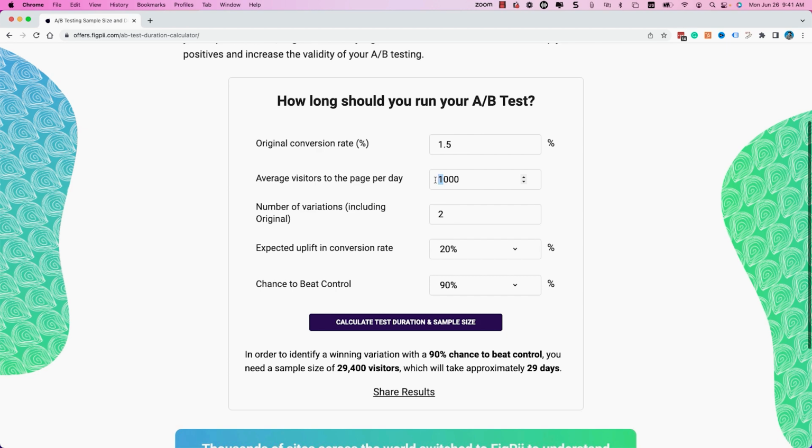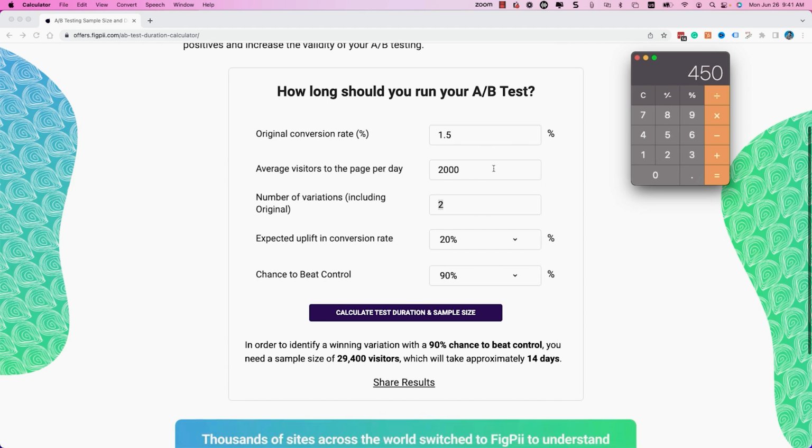Let's double the number of visitors. In this case, I'm getting 60,000 visitors at 1.5%. That is giving me almost 900 conversions. Let's do the math quickly over here. 2,000 visitors a day, 60,000 visitors, correct? 1.5 conversion rate multiplied by 1.5, then divide that by 100. And look at this, is 900 conversions. Now it's taken us 14 days to conclude the test.